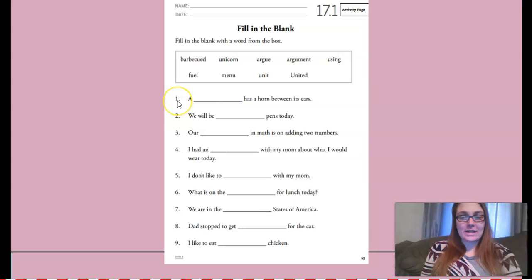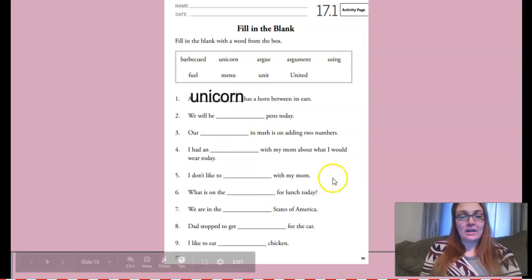Let's do number 1 together. Number 1, a blank has a horn between its ears. So which word up here talks about an animal that has a horn between its ears? Right, the only one that would fit would be unicorn. So write unicorn in the line. It's also a good idea to cross off each word as you use it, because we'll only use each word once. Okay, so you'll continue this on your own. You'll read the sentence and identify what U word is going to fit and fill in the blank. Write it in and continue.